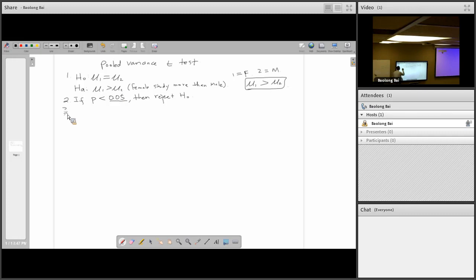So then we go to step 3, calculate the test statistic and find the p-value, right? So the test statistic for the pooled variance t-test, we need to go back to the formulas we learned.